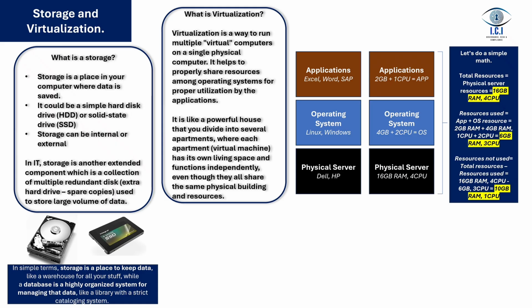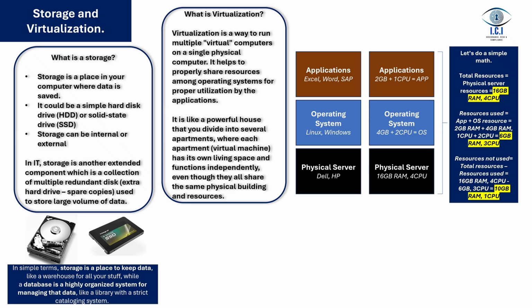Now, when you want to calculate the resource not used, you take the total resource, which is 16 gigabytes and 4 CPU, minus the resource used, which is 6 gigabyte RAM and 3 CPU. At the end of the day, you will see that the resource that is being wasted or not utilized at all is 10 gigabytes and 1 CPU. With virtualization, we'll be able to solve this problem.